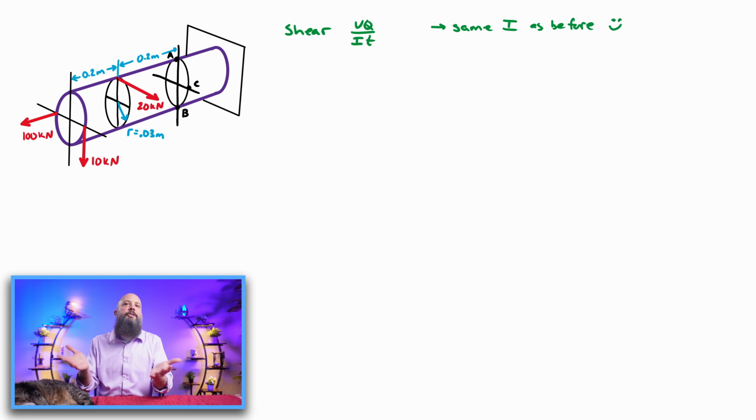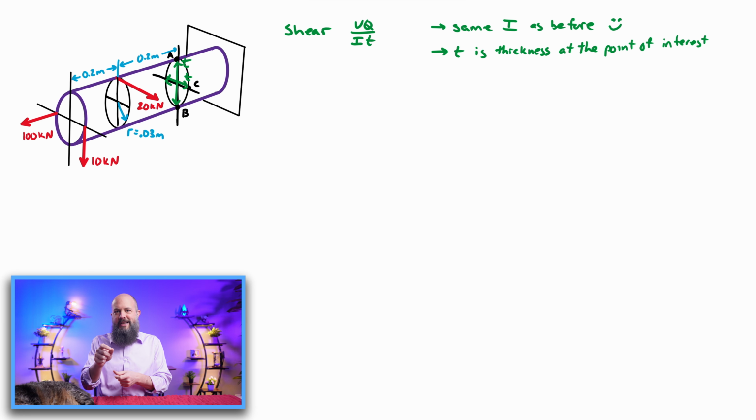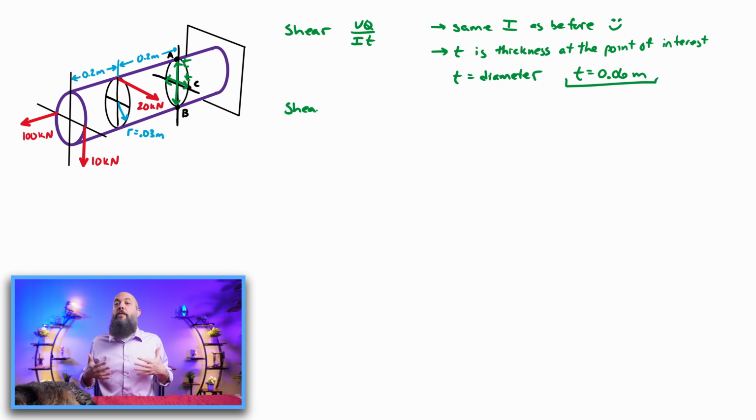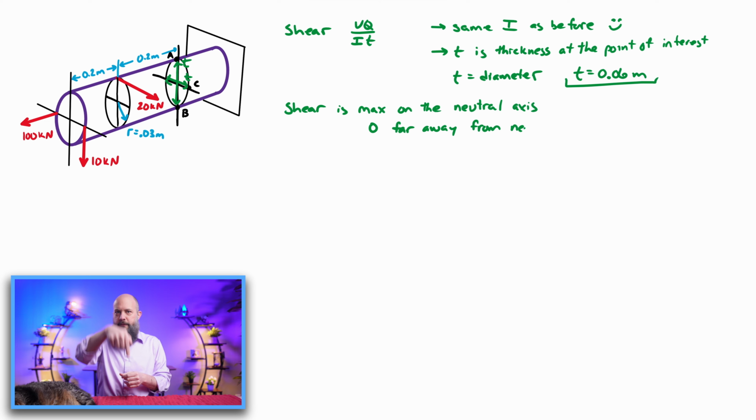I is the same as before. So we actually already solved for area moment of inertia I. We can just reuse that same value. T is the thickness at your point of interest, so at A, B, and C. Now, if we're only looking at this from one angle, it might look like the thicknesses will be different, but when it comes to shear, shear is maximum on the neutral axis, and it's 0 when you are the maximum distance away from the neutral axis. So point C is going to be relevant for our vertical forces.